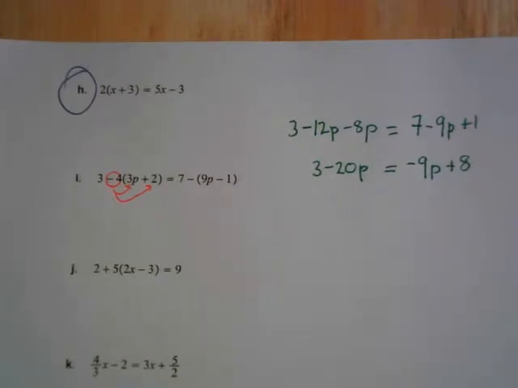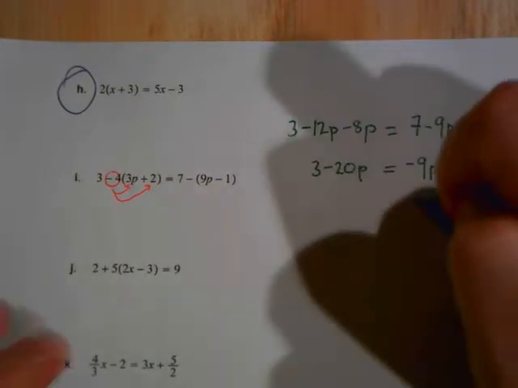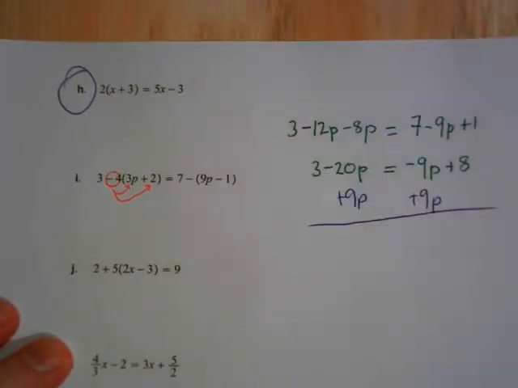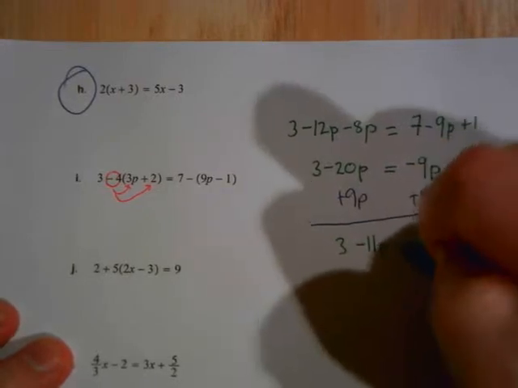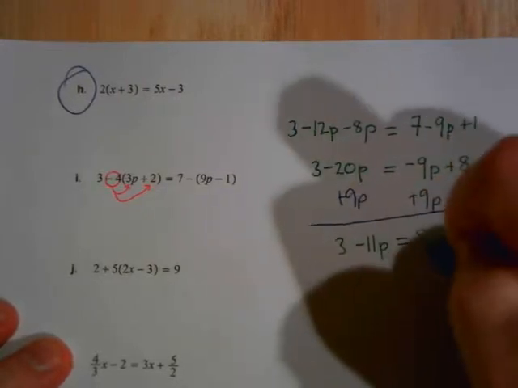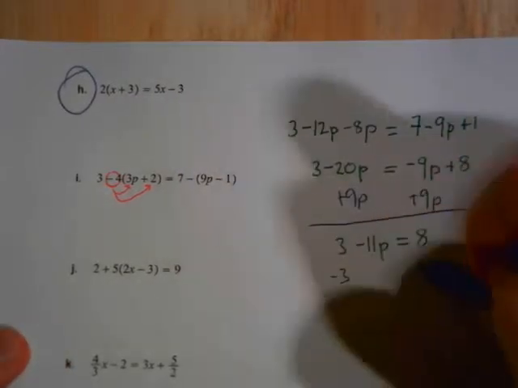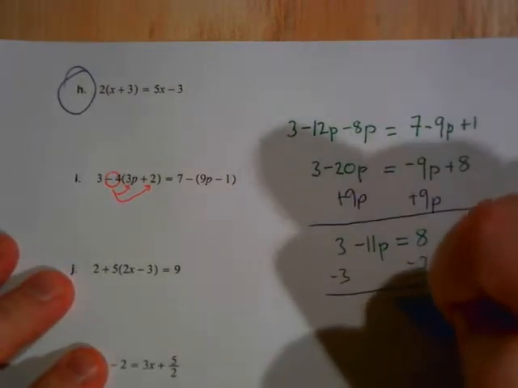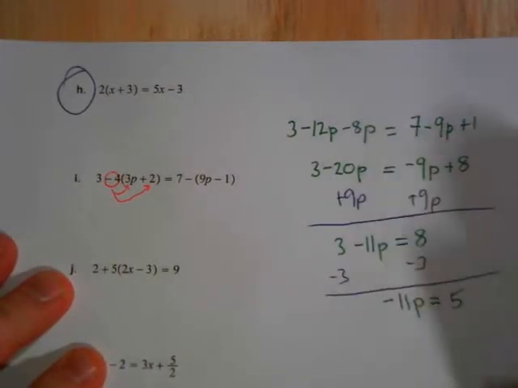Now I notice that I have variables on both sides. I need to get those together, so I do a plus 9p. That gives me 3 minus 11p equals 8. I subtract the 3. Minus 11p is 5. Finally, to get the p all by itself, I divide in.